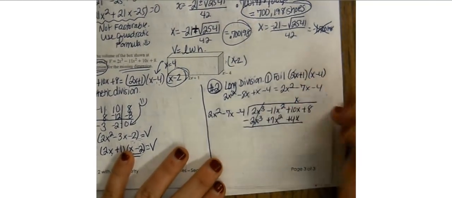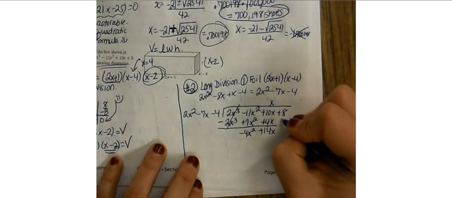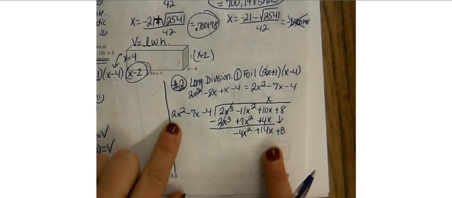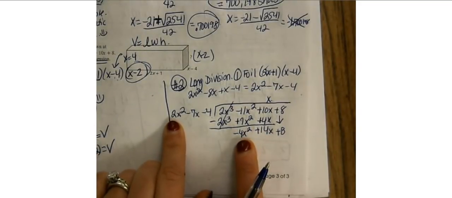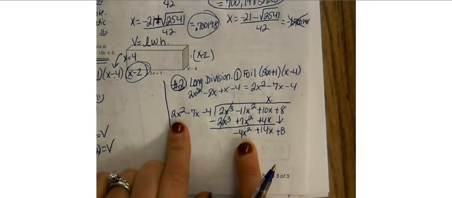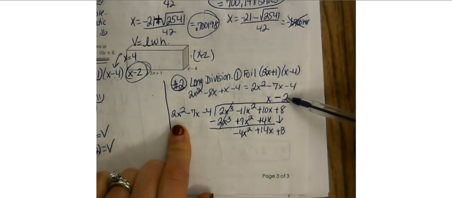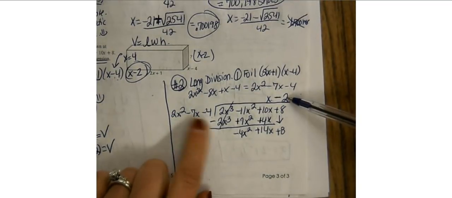2x cubes cancel out. Negative 11 plus 7, that's minus 4x squared. And 10 plus 4, that is plus 14x. And I'm going to bring down the plus 8. Next, I'm going to look at my first term of 2x squared with my new first term of negative 4x squared and ask myself, what times 2x squared equals negative 4x squared? And that is a minus 2. Excuse me.